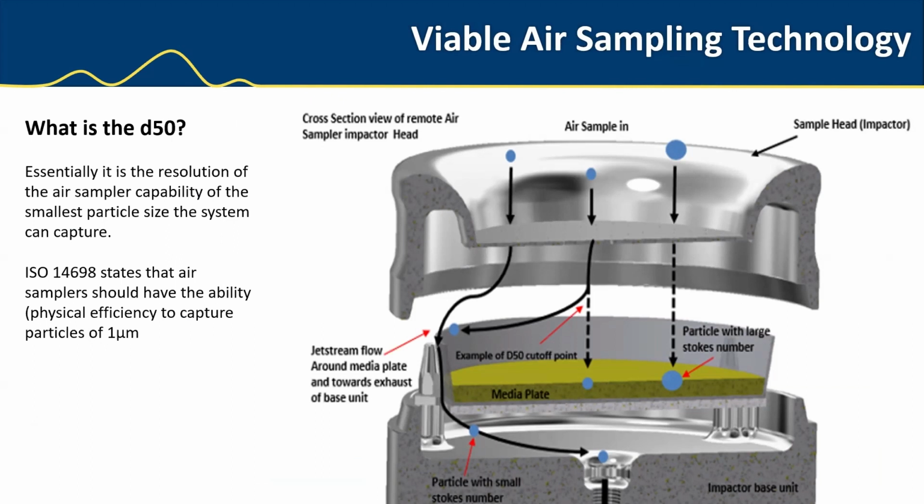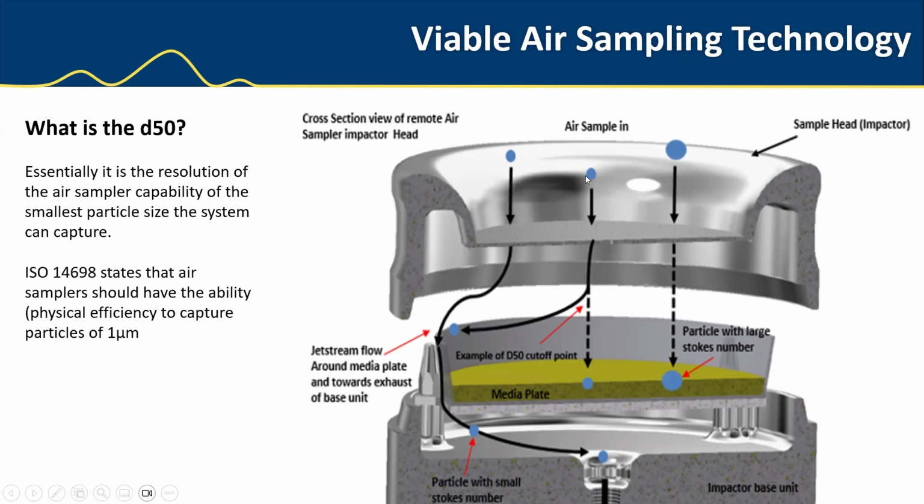And in ISO 14698, it talks about a D50 of about 1 micron. EN 17141 talks about a D50 being less than 2 microns. So you can see how this actually works. You've got the suction system, the air is coming in and sampled. You can see particles that have a larger size will impact easily on the media, because of their inertia.